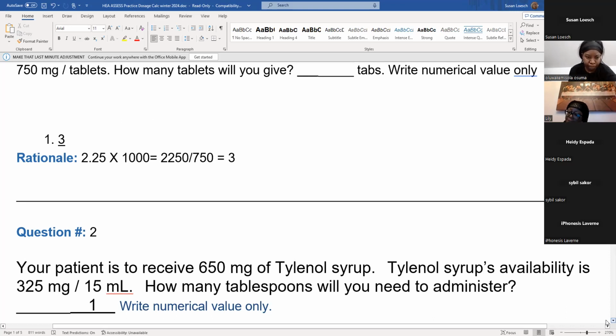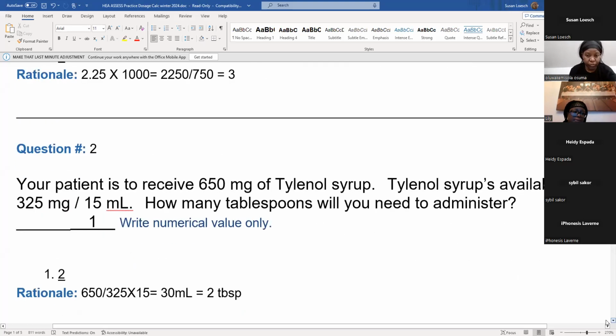A teaspoon is worth? 5 mL. Okay, this is asking you for tablespoons, so it has to be worth 2 tablespoons. So you got 30 mL, 2 tablespoons. Good. Anybody have a problem with that?